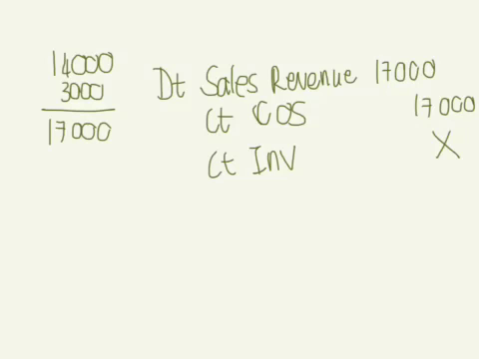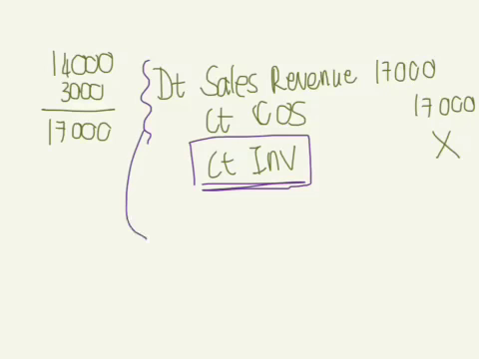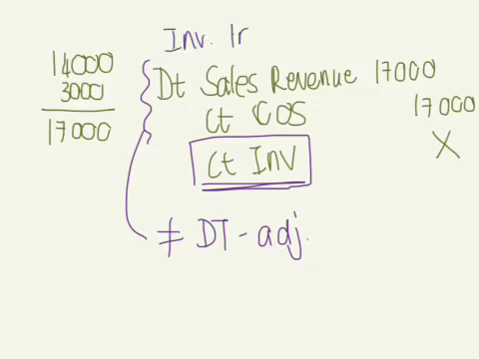Also because there's no adjustment to an asset, and it's only income statement accounts that are affected with the adjustment, there's no deferred tax adjustment required. Okay, so that is where inventory was transferred and sold in the current year.